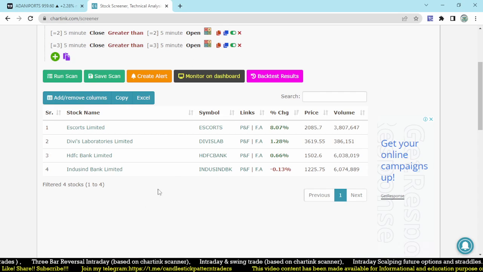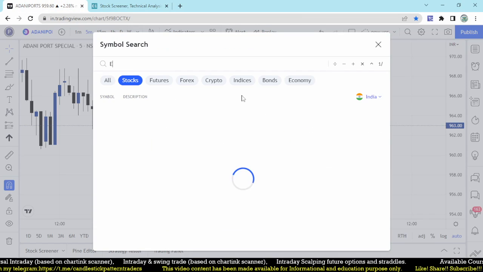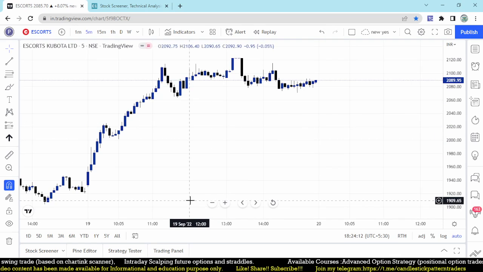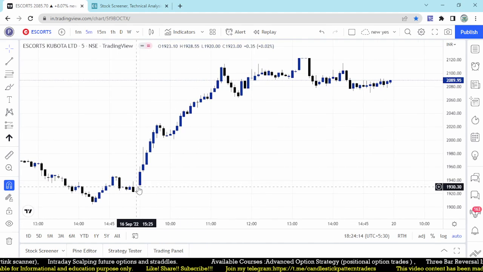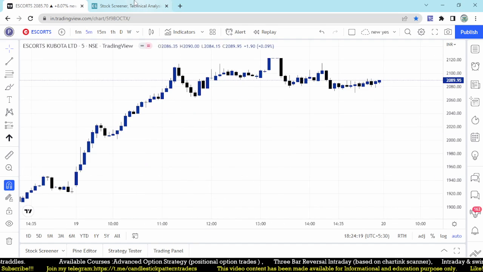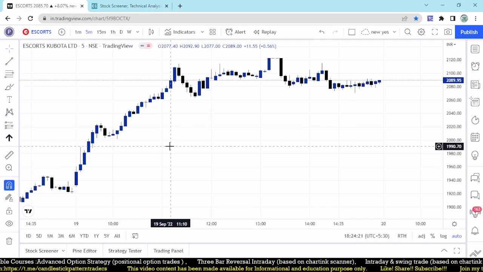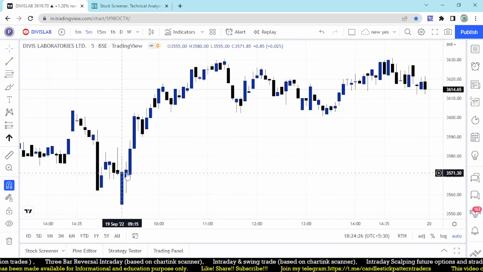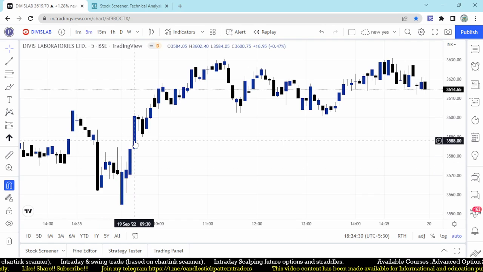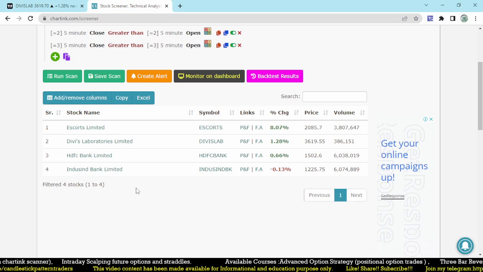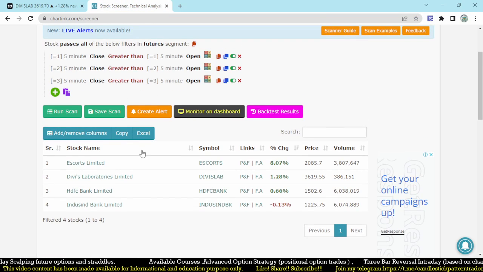I'm going to analyze the first one. Today it moves very big. I found it, but I missed out the opportunity. Let's look at this one: 1, 2, 3 consecutive green candles, right? And the second one is Divi's Laboratories. Let me go to Divi's Lab. So here also 1, 2, 3 consecutive candles, and today it broke above 3588 and it went higher. So normally you can use this also, it's not an issue.